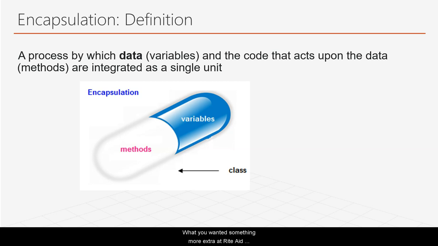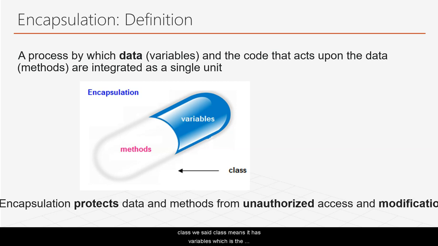But here it's something more extra. It protects the methods and variables. That's going to be the most important part. It is not just putting them together. In a class, when we define the class, we said class means it has variables, which is the state, and methods. Encapsulation protects the data and methods from unauthorized access and modification. It is not just putting them together. Here, the crux of it is, it prevents unauthorized access and modification. Only the valid users will be able to touch it. Unauthorized users cannot touch it. So that's going to be the most critical part.